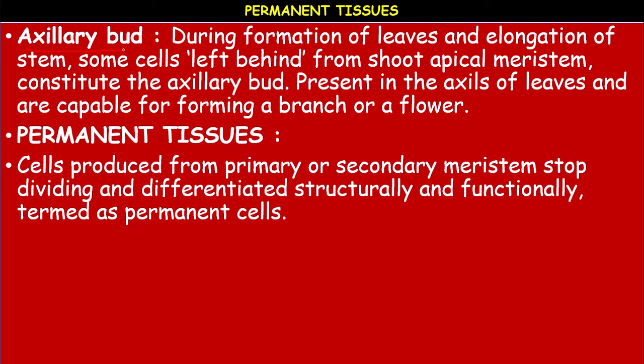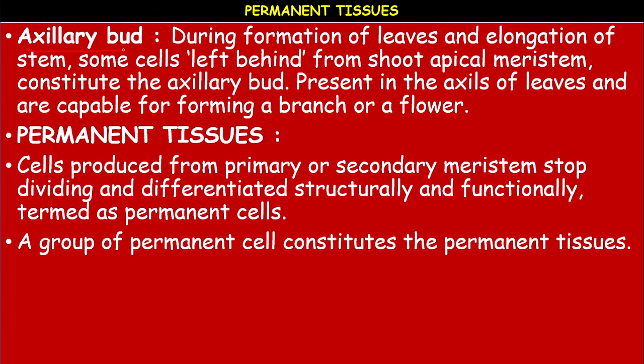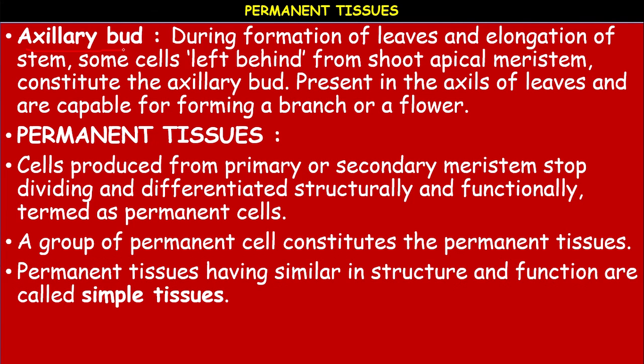So, the cells produced from primary or secondary meristems stop dividing and differentiate structurally and functionally. They are termed permanent cells or permanent tissues. A group of permanent cells constitutes the permanent tissues. Permanent tissues that are similar in structure and function are called simple tissues. Again, these permanent tissues are divided into two types: simple permanent tissues and complex permanent tissues.